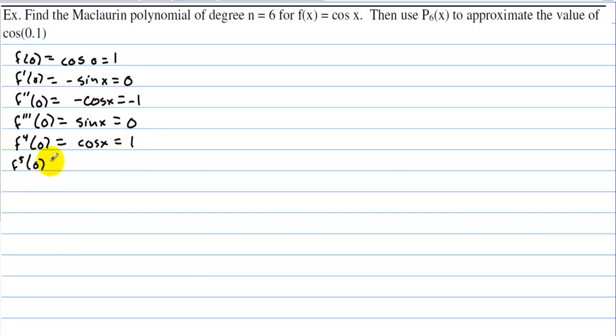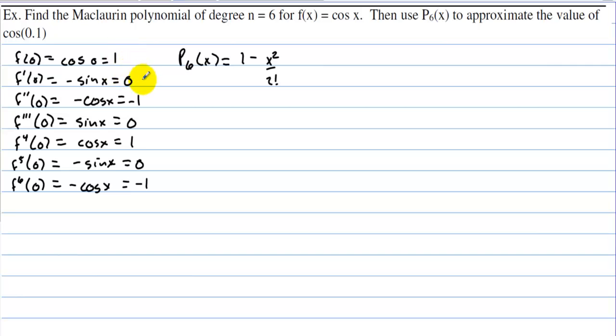The fifth derivative is negative sine of x, and when we plug 0 in here, we get 0. And then finally, the sixth derivative is equal to negative cosine of x. When we plug 0 in this one, we're going to get negative 1. So the polynomial of sixth degree is equal to 1 plus 0x minus x squared over 2 factorial plus x to the third.